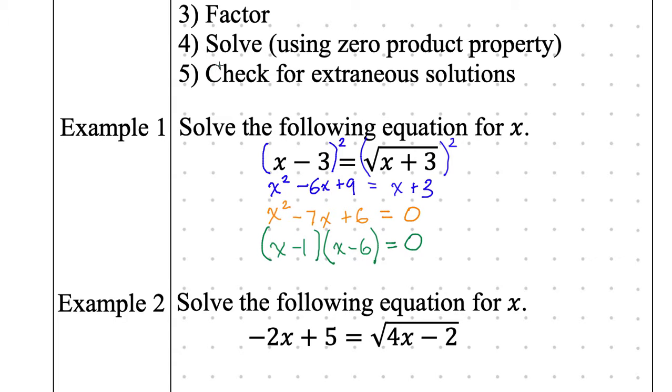All right, and then we're on to step number 4. Who can actually find the answer to these? Quiet raised hand. Using the zero product property. You guys got this, Fiona?